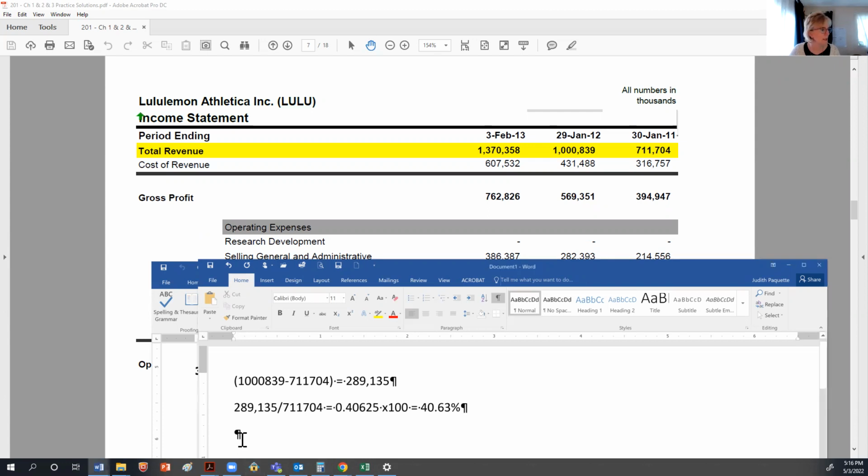So for the next year, we go and we say 1,370,358 minus 1,000,839 equals 369,519, and we divide that by the previous year, 1,000,839, and we get a decimal.